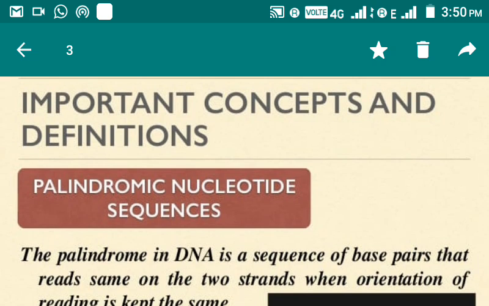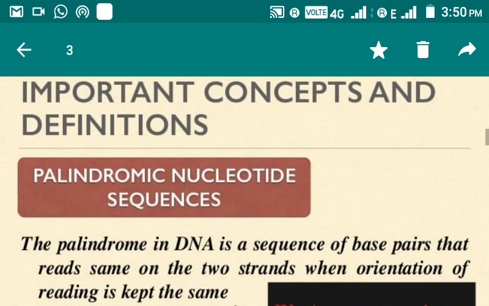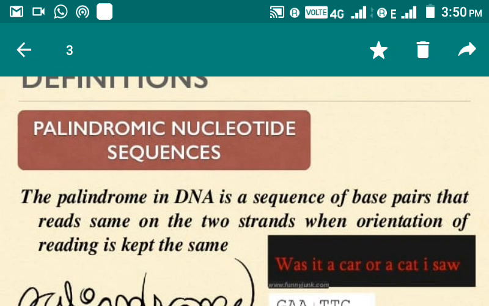Another aspect is the palindromic nucleotide sequence. Students, you might be knowing that DNA is made up of two strands and both the strands are complementary to each other.